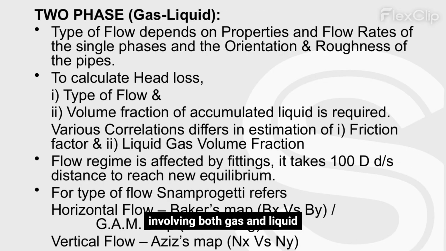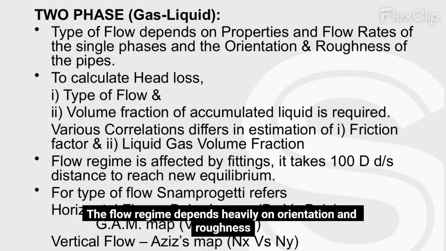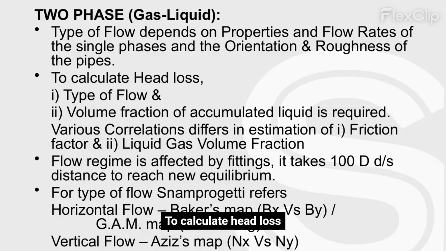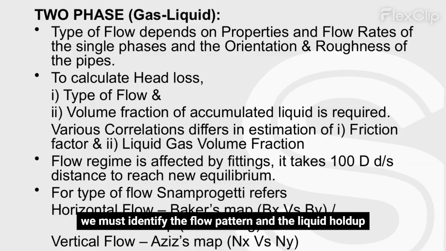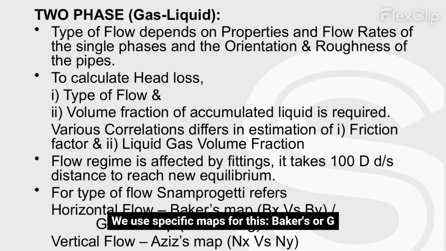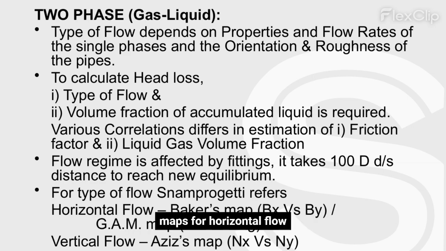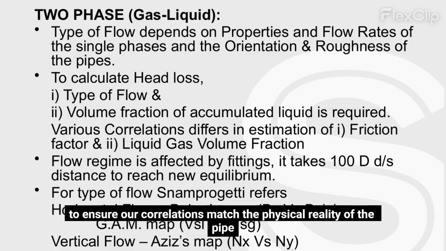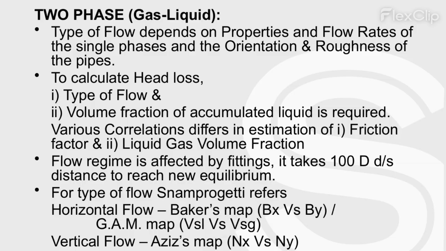Two-phase flow, involving both gas and liquid, is significantly more complex. The flow regime depends heavily on orientation and roughness. To calculate head loss, we must identify the flow pattern and the liquid holdup. We use specific maps for this, Baker's or GM maps for horizontal flow and Aziz's map for vertical flow, to ensure our correlations match the physical reality of the pipe.